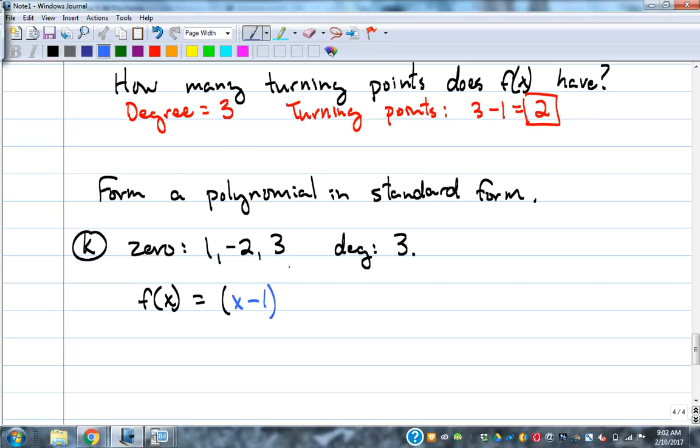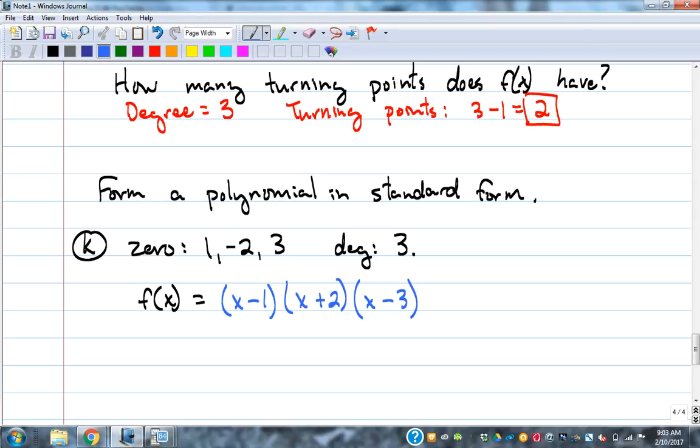x minus 1. If the 0 was -2, what's the factor that got us that? x plus 2. And if 0 is 3, it was x minus 3. Now that's intercept form, factored form. We want to put it in standard form. How do we do that?